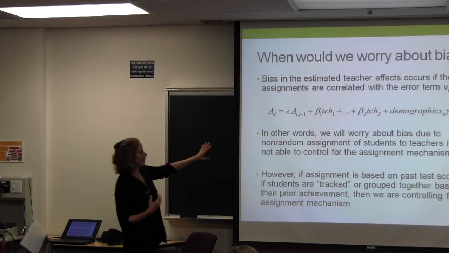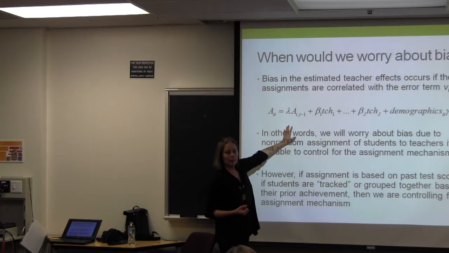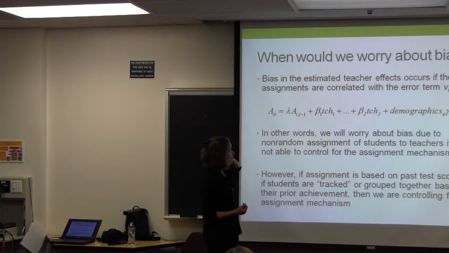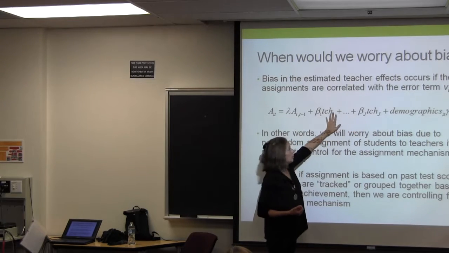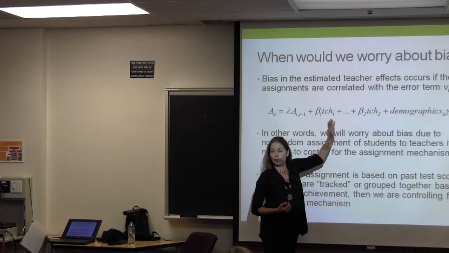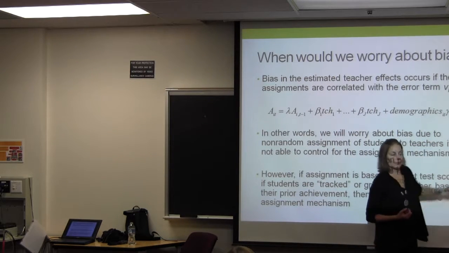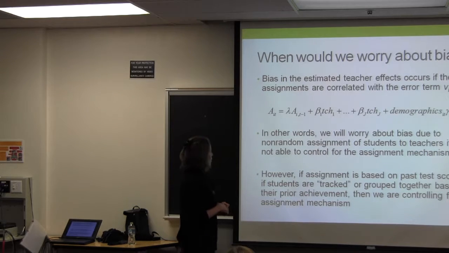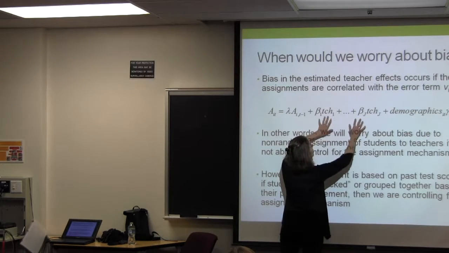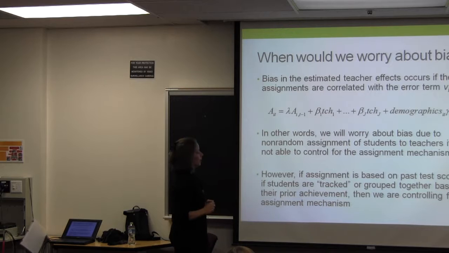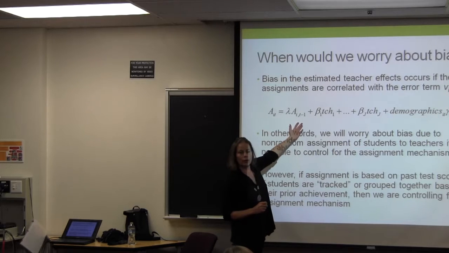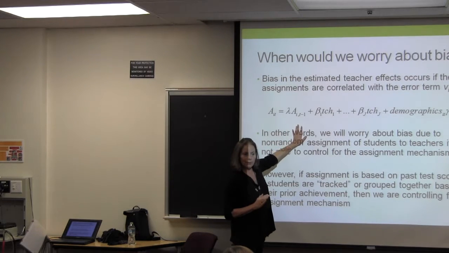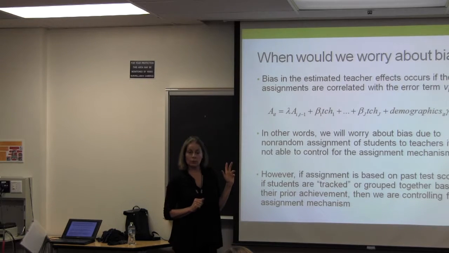All right, so in an equation like that, it's the same equation, when do we worry about bias? Well, we know from statistics that we worry about bias when the things we're interested in estimating, these betas, are correlated with something that's in the error term, left out of the regression. If we're not able to control for the assignment mechanism that decides which teacher the student is going to get, that's a problem. But if the assignment is based on past test scores, then lo and behold, we do have a control right in the regression. So it's not such a big problem if assignment is based on past test scores.